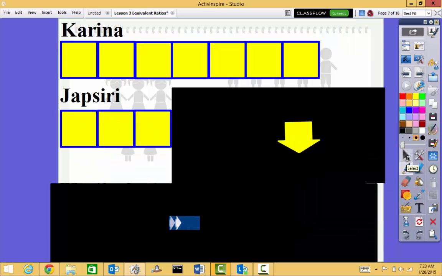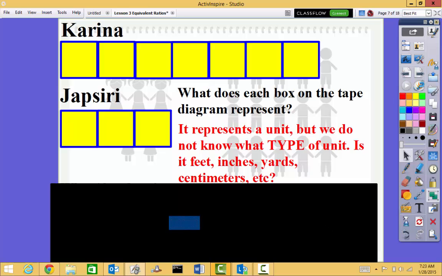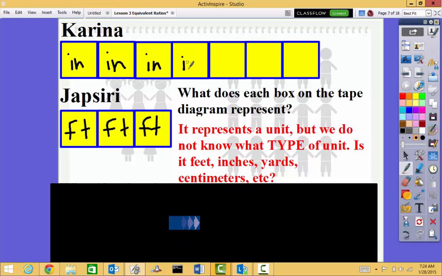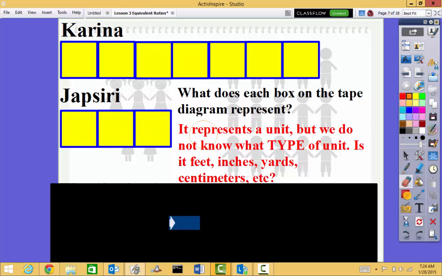Here's Karina and Japsiri's tape diagram again, but now we're going to have a different question. What does each box on the tape diagram represent? Well, it represents a unit, but we do not know what type of unit. We don't know if this box is an inch, or feet, or yards. The problem didn't say. At the very beginning, when I listed them out, I put inches, but that was just so you knew it had some type of units. However, the problem didn't say, so that's what we're going to work on right now.